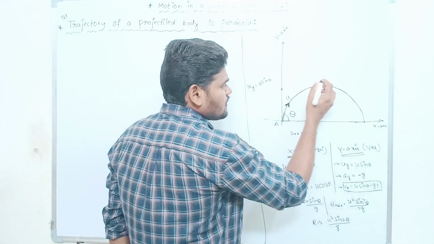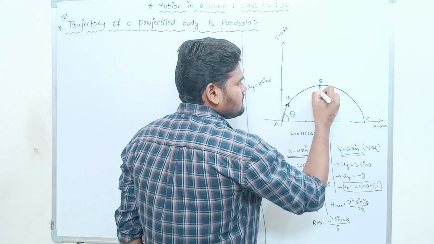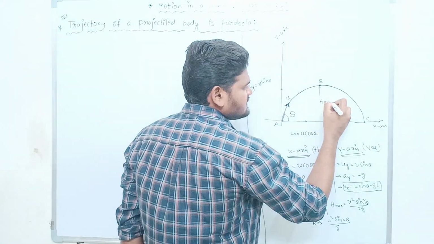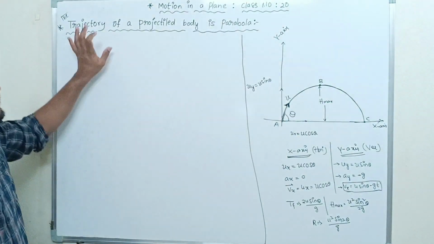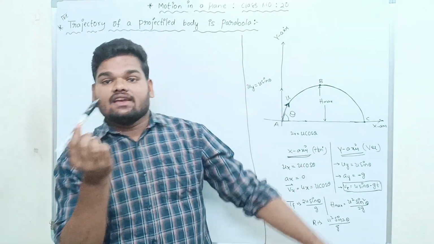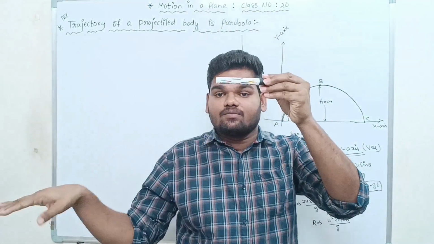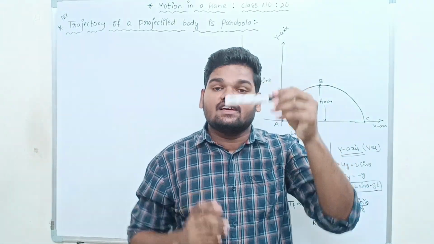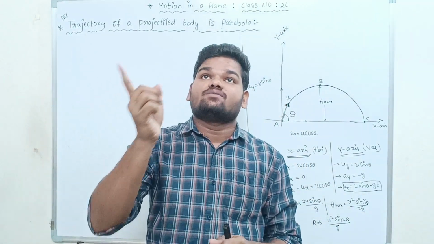As we know, this is point A, this is point B and this is point C. This point B is at maximum height, h maximum. Okay, I'm going to start this concept. I'm taking one object and projecting it into the air at an angle other than 90 degrees with the horizontal. Now this object makes a projectile motion. So the object is moving like this.